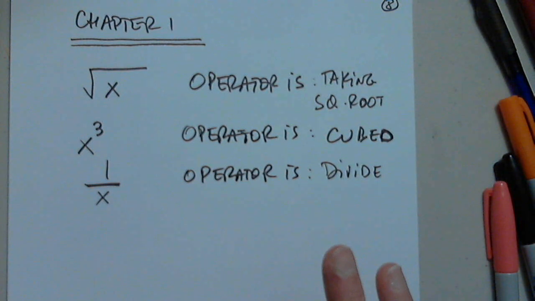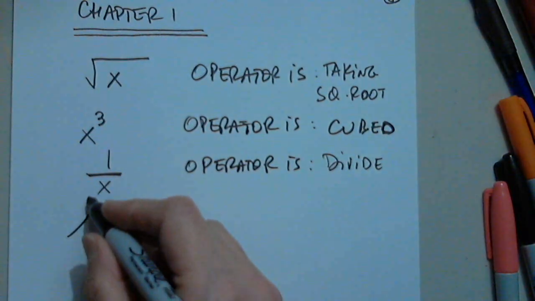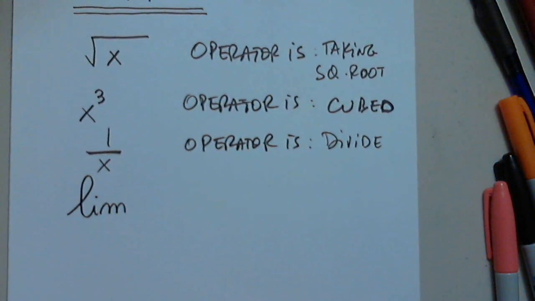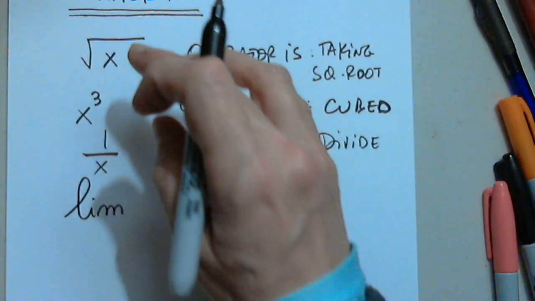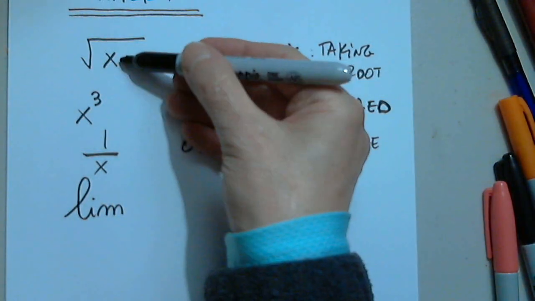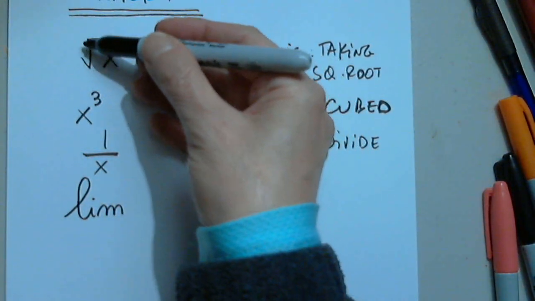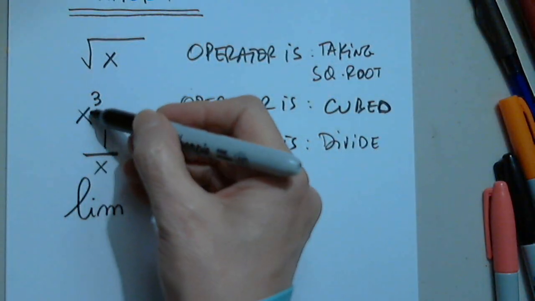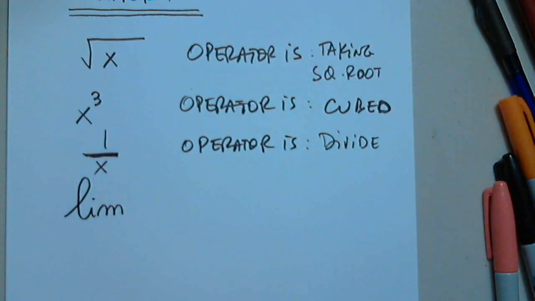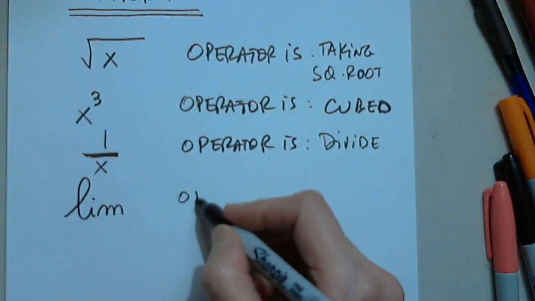But I want to introduce a new operator that we haven't seen before, unless you took this class before. And the operator is lim. Like the other ones, it does something to a function. This is the function x, it does this. What does this operator do?